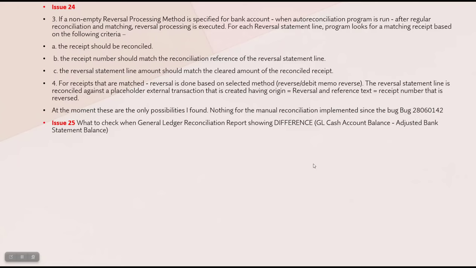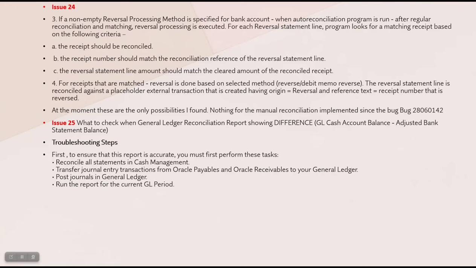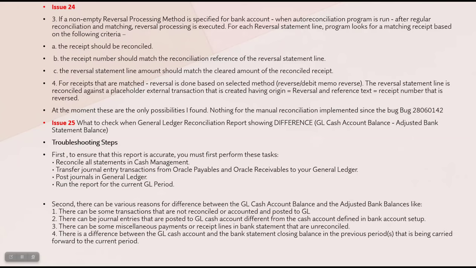Issue number 25: what to check when the general ledger reconciliation report shows differences between the GL cash account balance and the adjusted bank statement balance. First, to ensure this report is accurate, you have to perform these tasks: reconcile all statements in cash management, transfer journal entries from Oracle Payables and Receivables to GL, post journals in GL, and run the report for the current GL period.